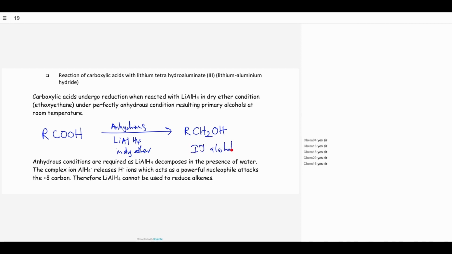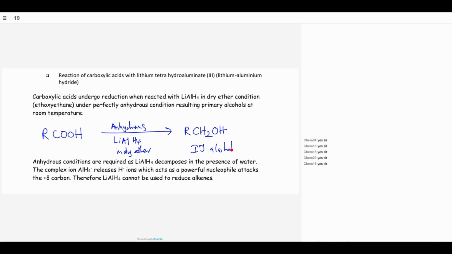alcohol. So, just like primary alcohol can be oxidized to carboxylic acid in the presence of strong oxidizing agents, carboxylic acids can be reduced to primary alcohols in the presence of lithium aluminium hydride, meaning strong reducing agents.